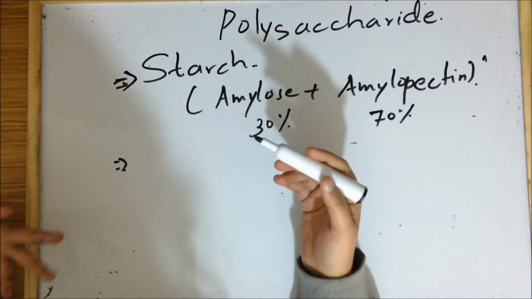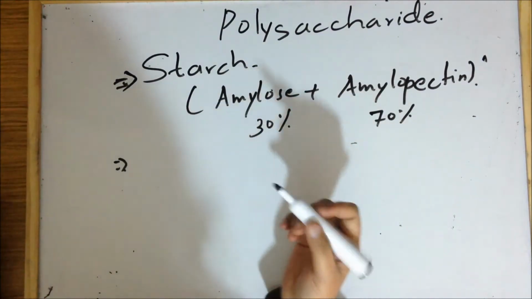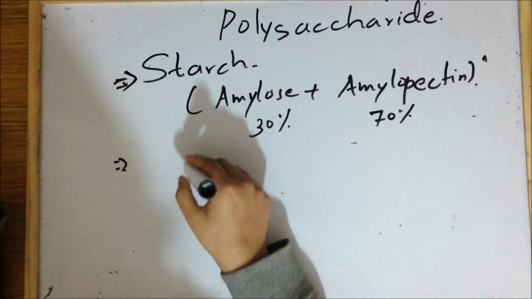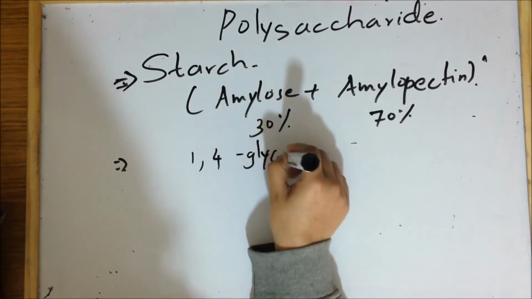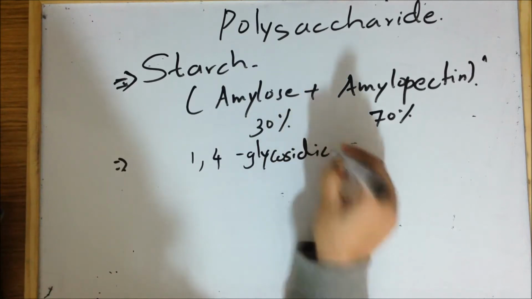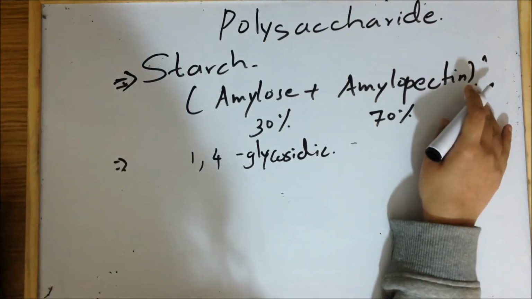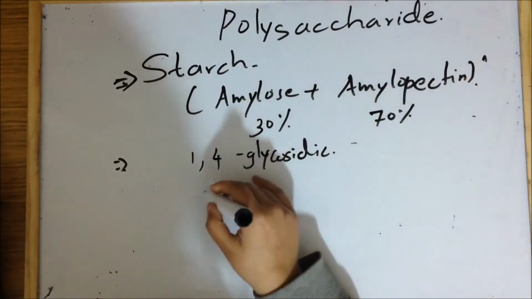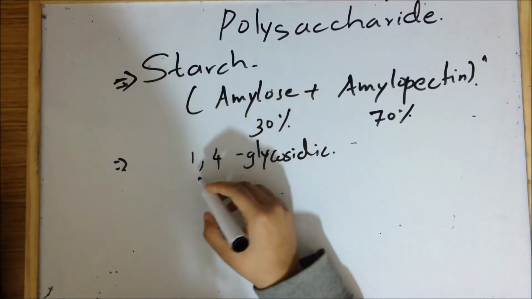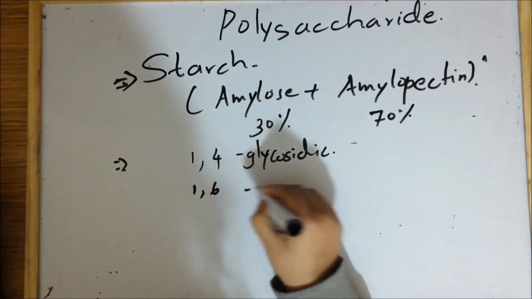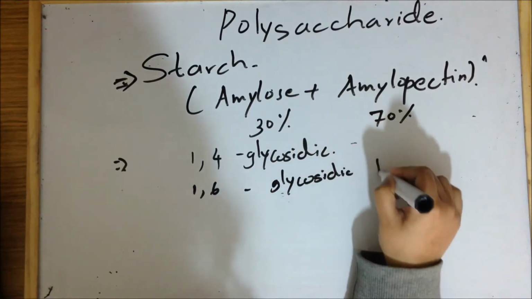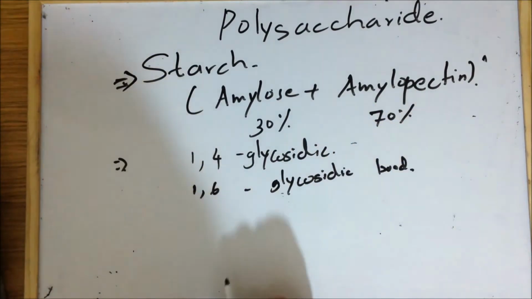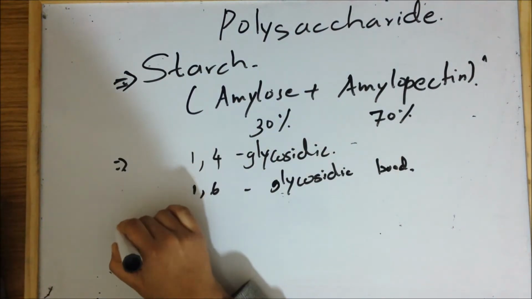If we talk about the bond types, in amylose they have 1,4-glycosidic bonds, and amylopectin has 1,4, and in addition to that they also have 1,6-glycosidic bonds.